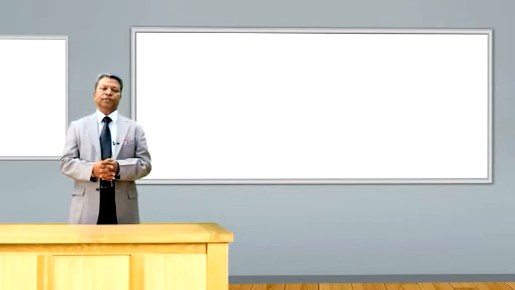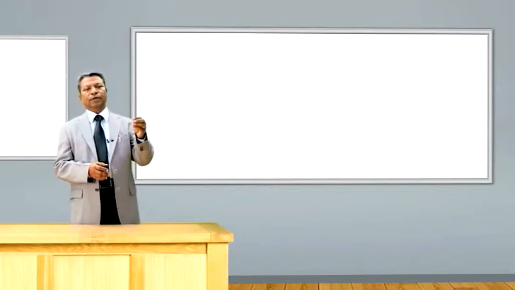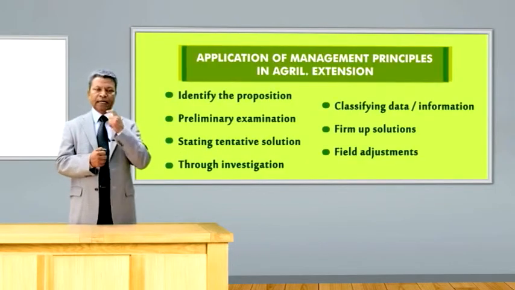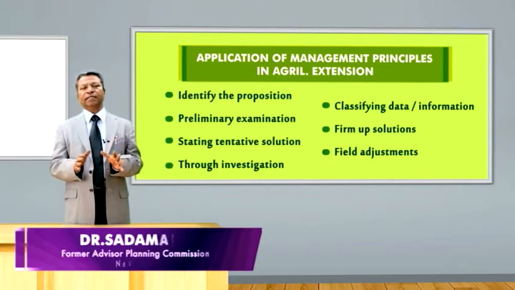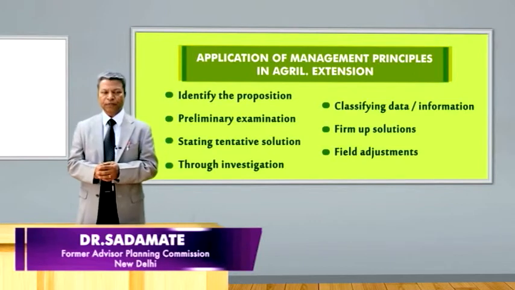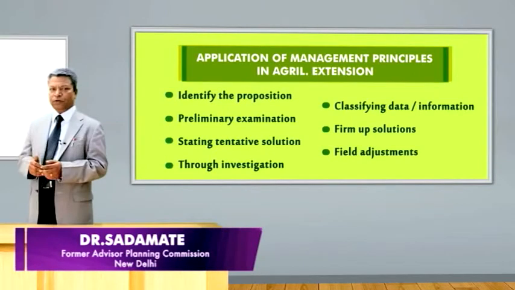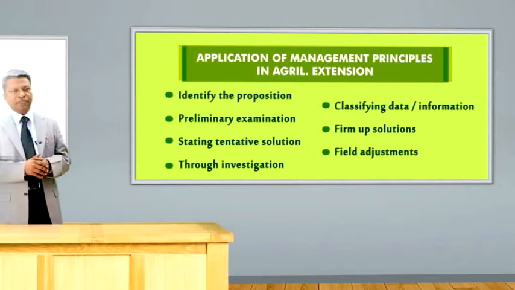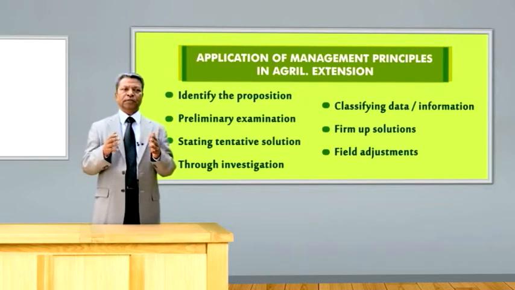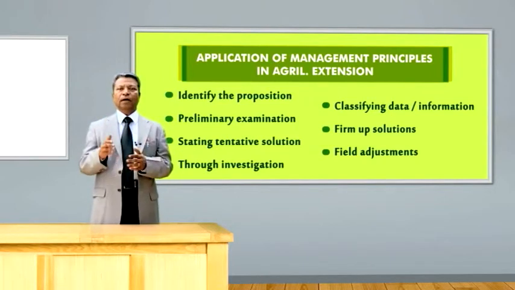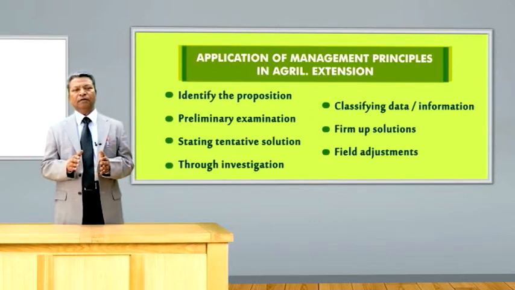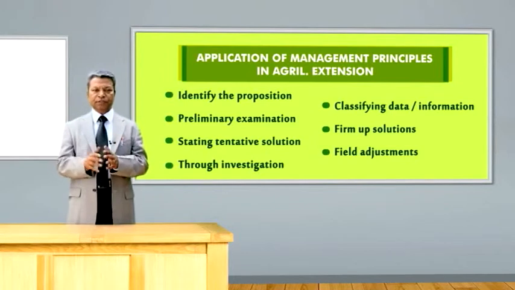Now here comes how to apply the management principles in agricultural extension. And in the written text, it has been made very clear that there are 7 steps in application of management principles in agricultural extension. I will just very broadly mention what are those 7 steps. Number 1 is identify the proposition. For example, if I have to work in a block and work on extension messages, so first thing would be I will identify my extension proposition.